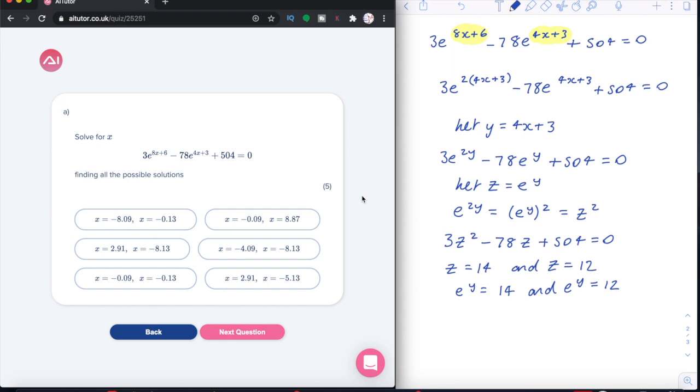Now to solve for y, we take the natural log of both sides. So we get the natural log of e to the power of y equals the natural log of 14.